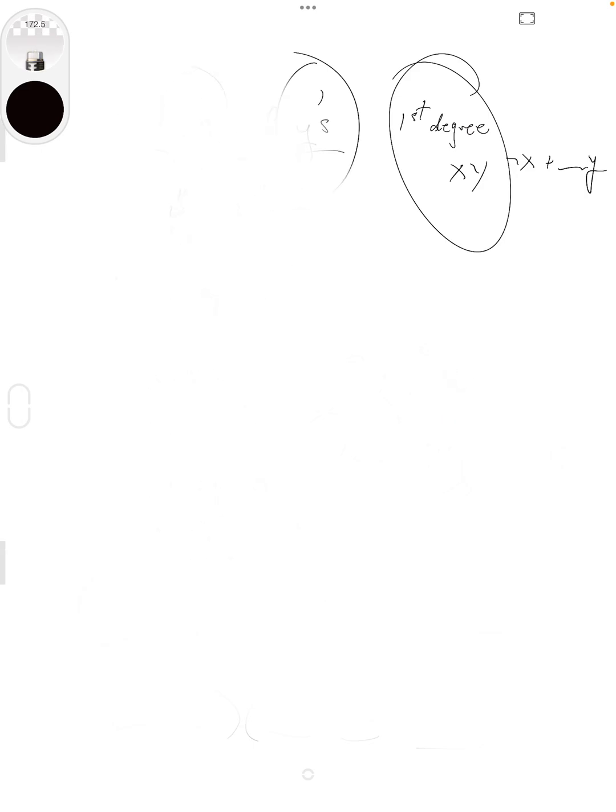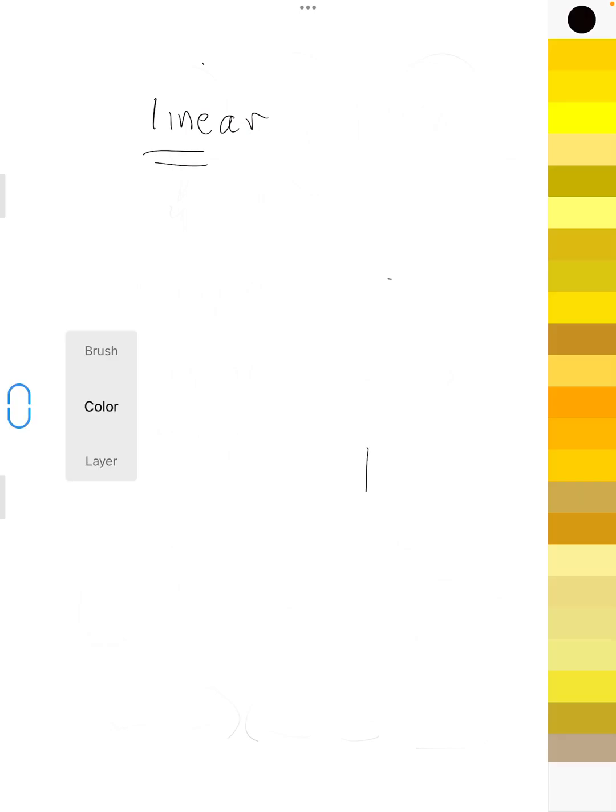Okay, so now you look at the word linear, and you think, what does that mean? Well, linear means that if you were to draw a graph of this, it's a line. Let me explain that a little bit. So let's say you have a graph. X is usually on that. Y is usually on that.